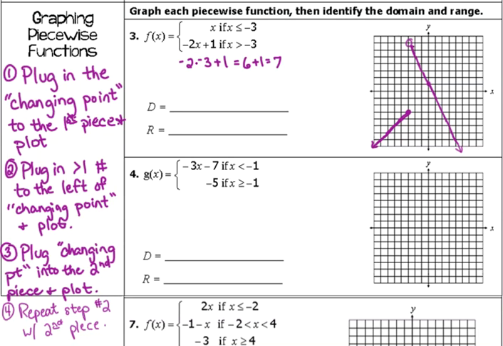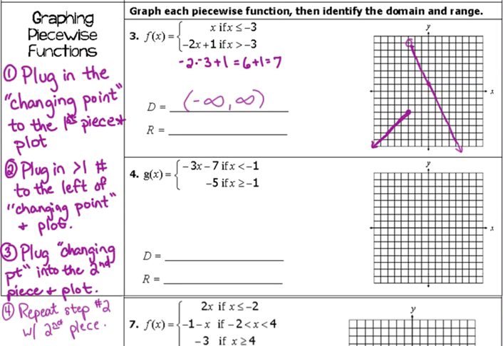Okay, let's talk about the domain and range here for a second, because it can get a little tricky. The domain, moving left to right, we hit all the x values. We don't have any missing values here, so this one does have a domain of all real numbers, so negative infinity to positive infinity.